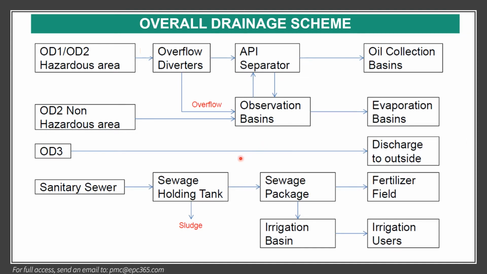So here is the overall open drain drainage system. Here OD1 and OD2 hazardous area normally goes to the overflow diverter, then to the API separator, and then the oil collection basin. Or overflow goes directly to the observation basin and evacuation basins. And this is from OD2 non-hazardous, goes here. OD3 discharges to outside, and sanitary sewer goes to sewer holding tanks, then to a sludge package, irrigation basin, fertilizer feed, and irrigation use.